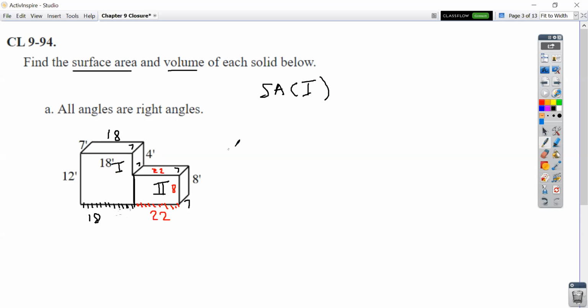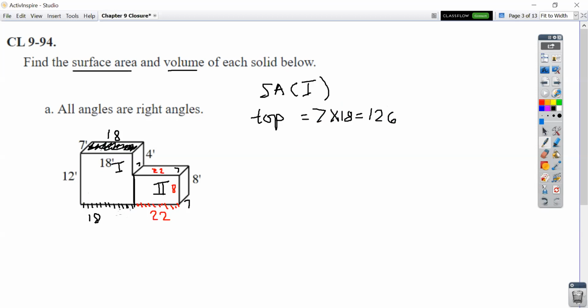Let's look it over and find the top. This is the top, right there. What I see on the top is the area of a rectangle. I take 7 times 18. So the top takes 7 times 18. Let's see, take 7 times 18. I have 126 squared units.